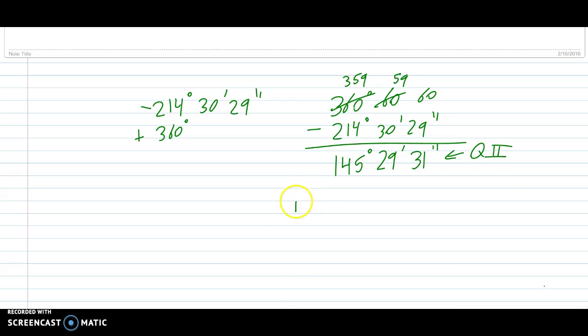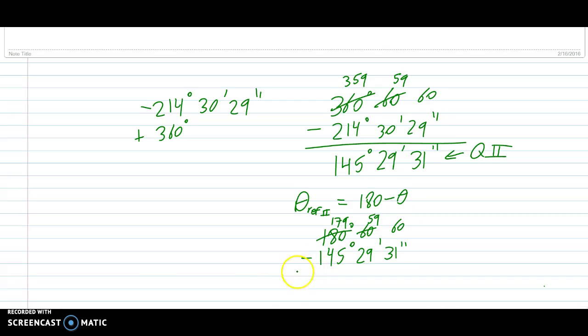Well, a reference angle for quadrant 2 is 180 minus theta, right? So in this case, I need to do 180 degrees minus 145, 29, 31. Mr. Cruze, I need to borrow again, don't I? You betcha. This is 179. This becomes 60. Again, I need to borrow from the 60 to get 59 and 60 out here.